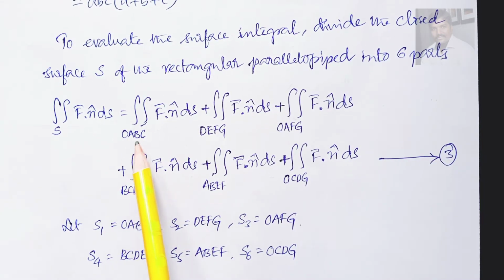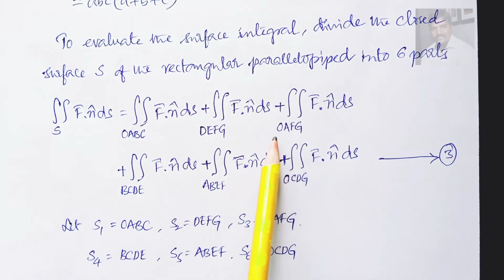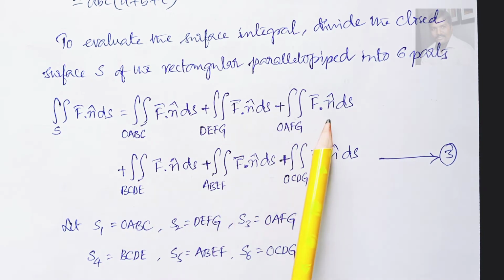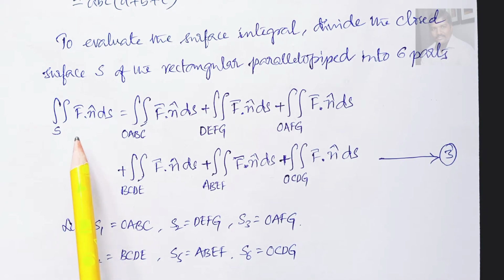That is first OABC, next DEFG, OAFG, BCDE, ABEF, OCDG. These are the 6 surfaces we have. So we have to find one by one the values of each and every surface of this double integral of f bar dot n cap ds values.